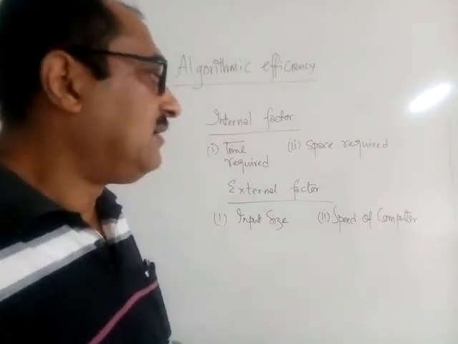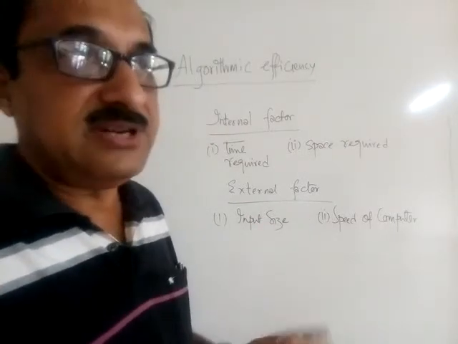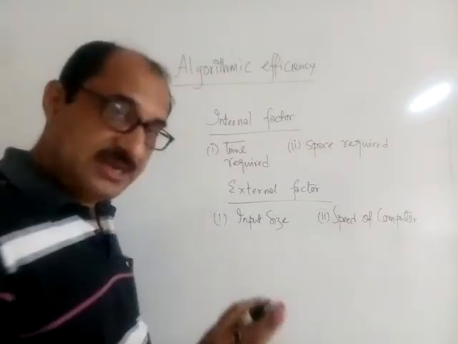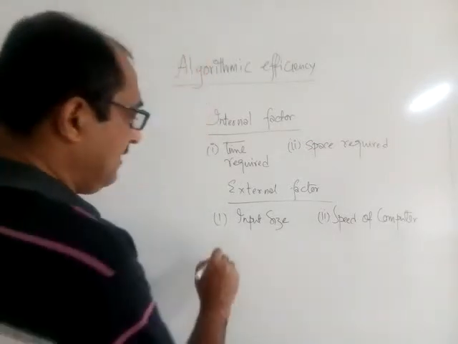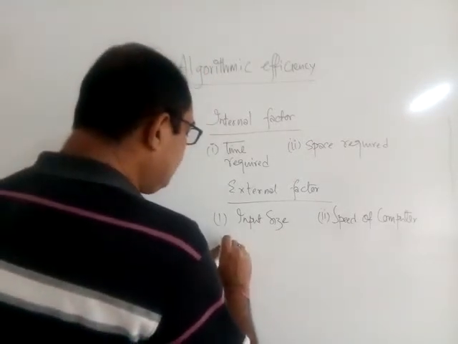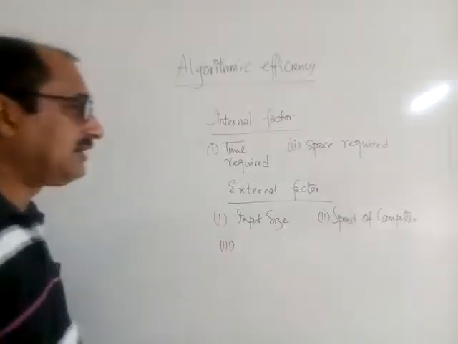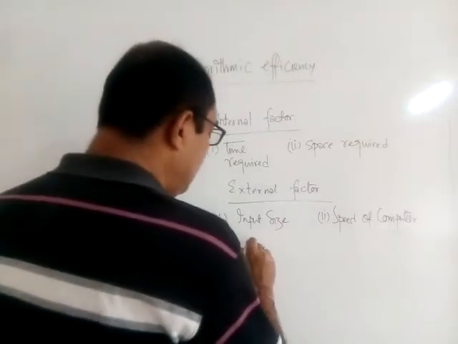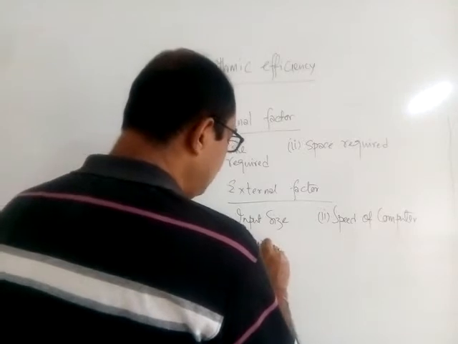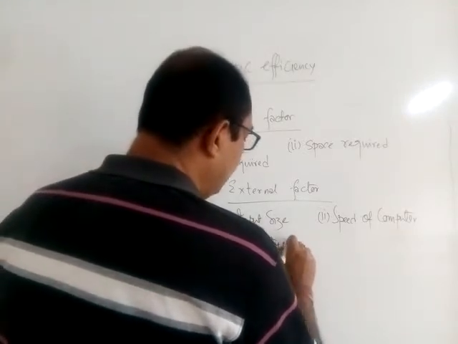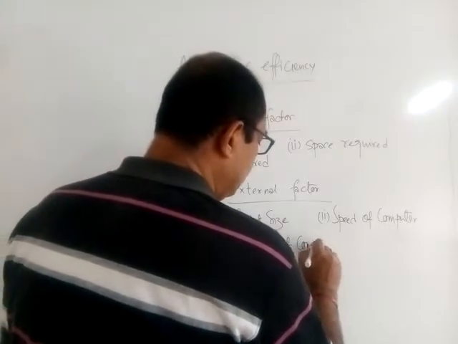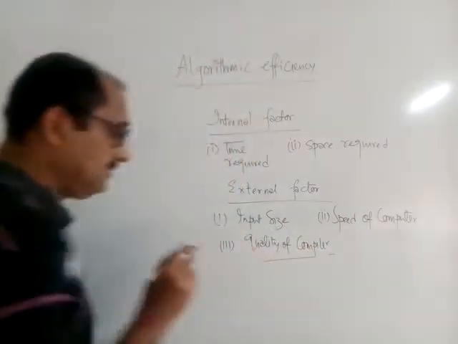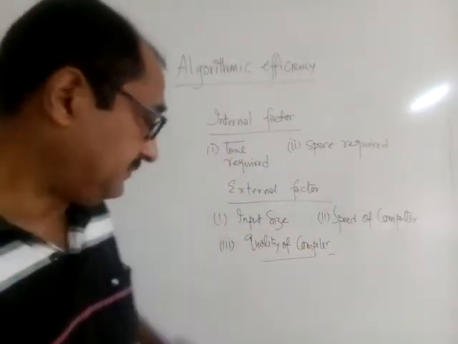Another factor which might play an important role is the speed of the computer. Speed of computer means whichever computer you are using to run the program. When a particular algorithm is converted into a program, whichever computer you are using, its speed also matters. If it is a slow computer, then I might not get the result very fast, or it might be delayed if the computer is slow in terms of processing speed.